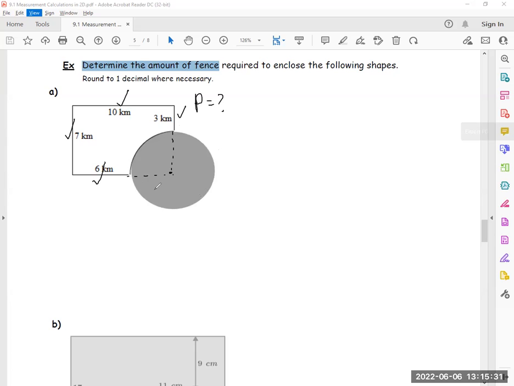Why does that help me? If I can figure out the circumference, how does that help me? Okay, so how does that help me?